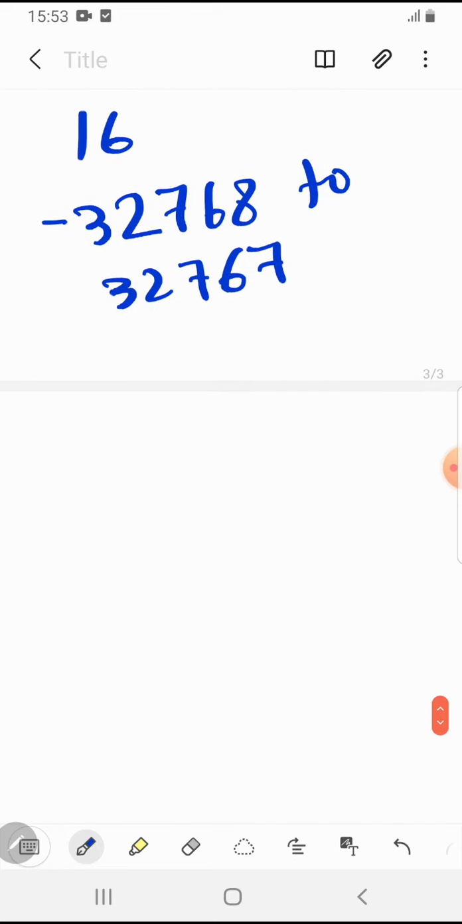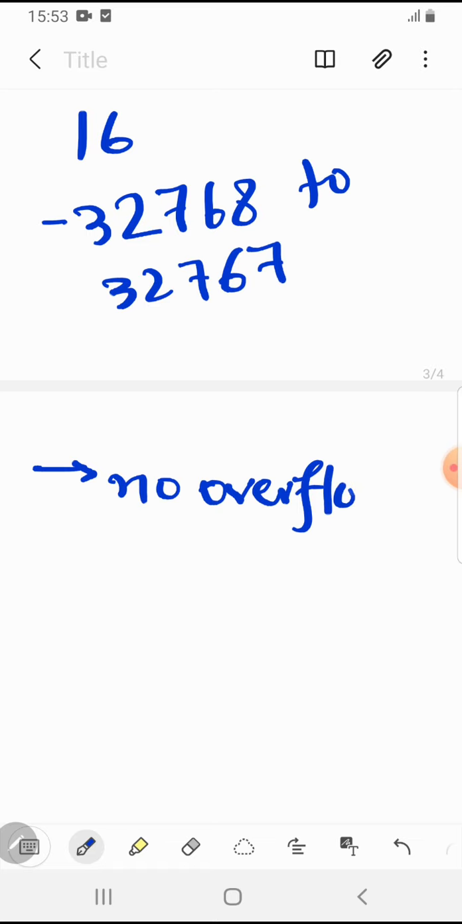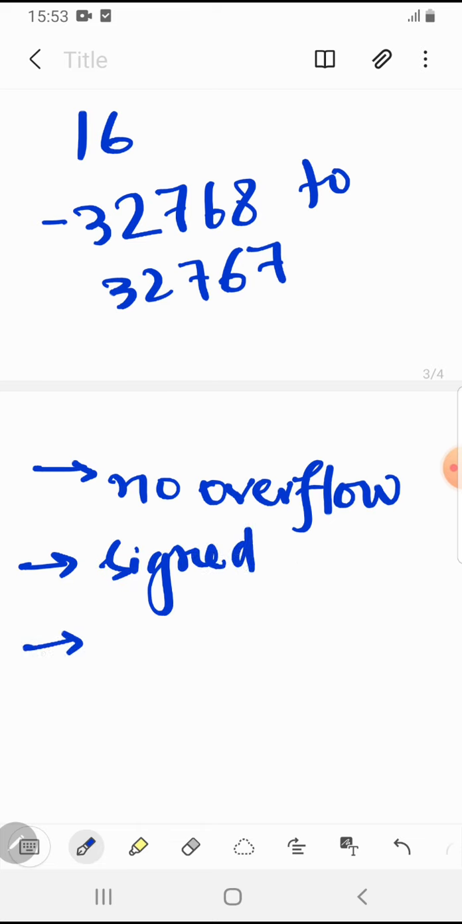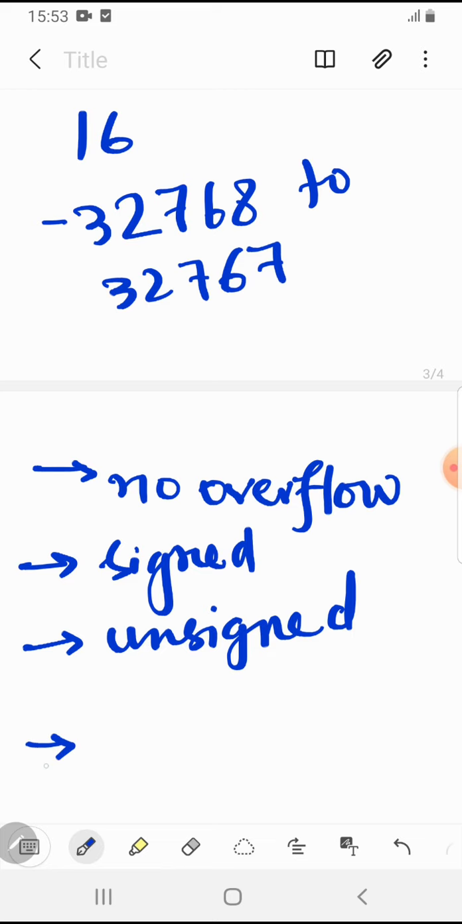Okay, so signed and unsigned overflows are basically independent phenomena. When we perform an arithmetic operation in a computer system such as an addition, there are 4 possible outcomes. The first outcome can be that there is no overflow. The second case can be that there is some signed overflow. The third possible case is unsigned overflow. And the fourth one is that both the signed and unsigned overflows may occur.